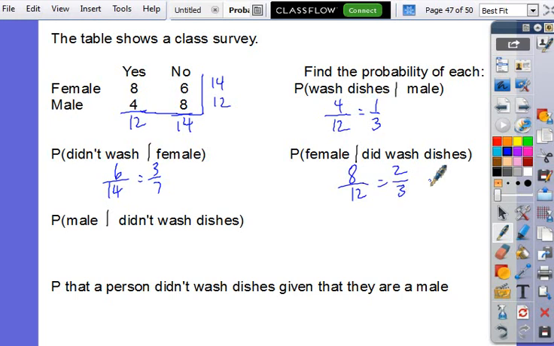Probability of a male, given that they did not. So I'll start with how many did not. That's 14. Of those, how many are male? 8. 4 over 7. Last one is the words. Probability that a person did not wash dishes, given that they are a male. So where am I starting? Males. Males are 12. Of those 12, 8 did not. 2/3. All right, any questions?